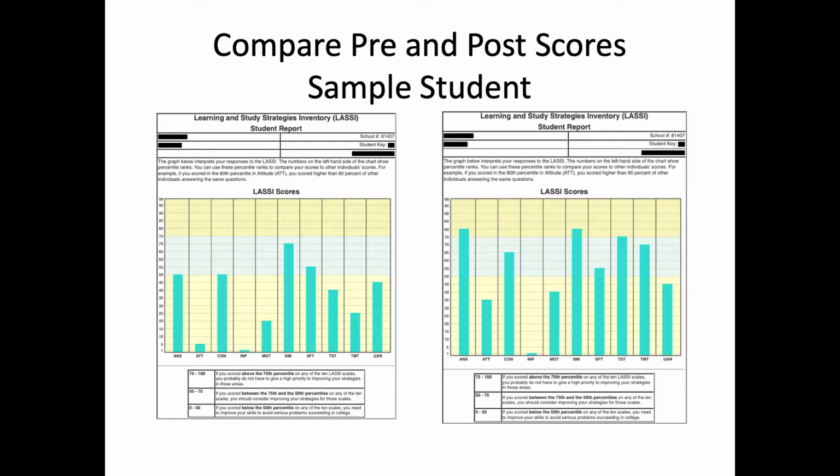So on the screen here, I have included a sample of a student from the past who took the LASSI pre and post. Each time you took the test, you got a copy of your own report, and there should be a date at the top with your name, your email address, and your student key. Those are all blacked out for you, but you can see this particular student improved in some areas, and in some areas the student stayed the same.